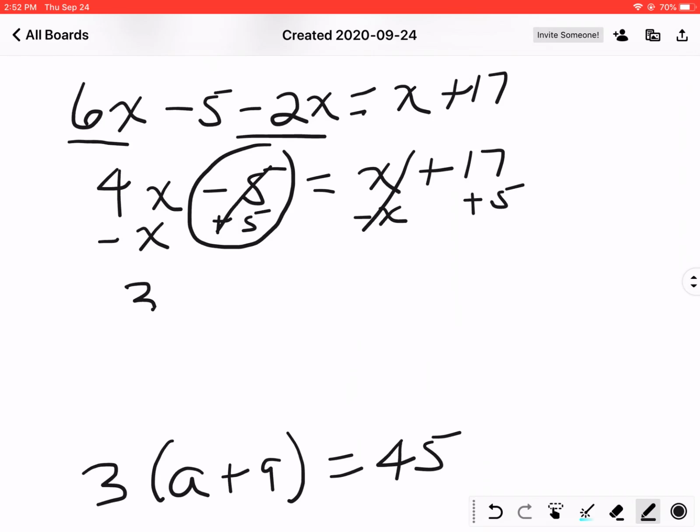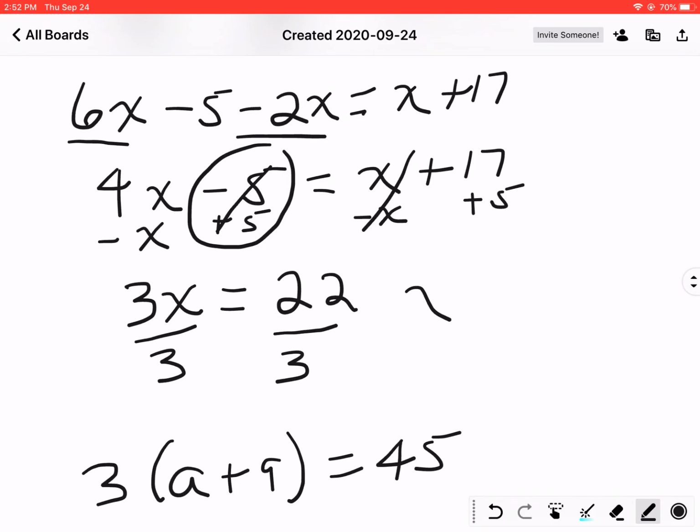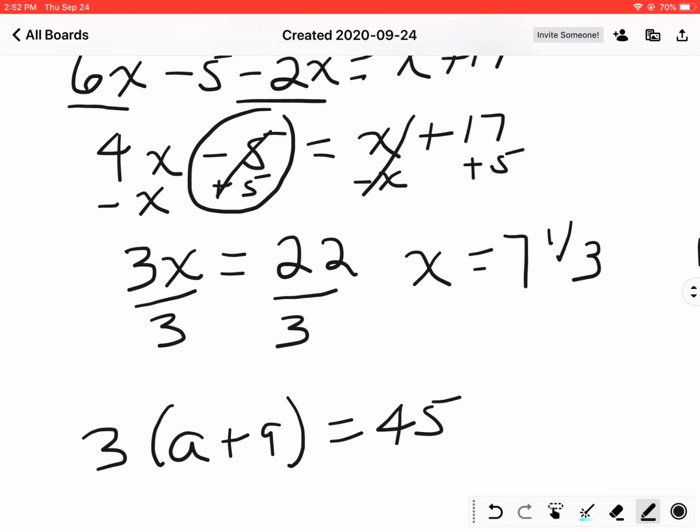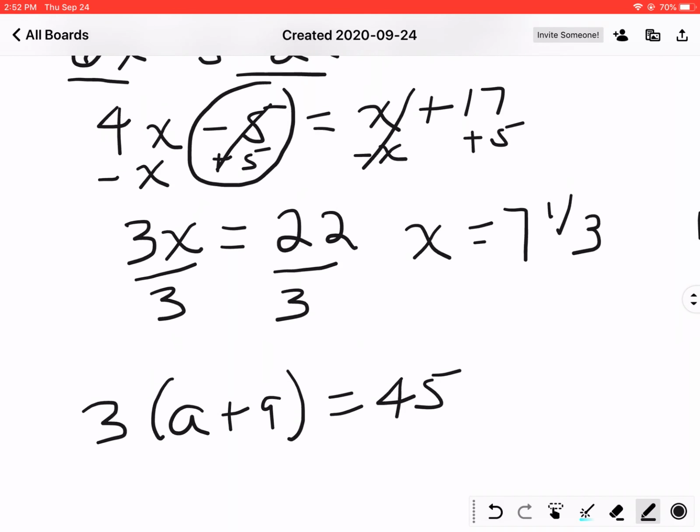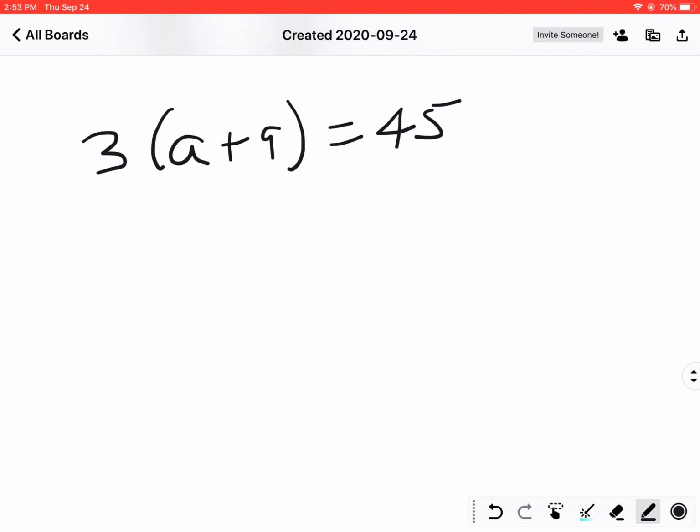And I'm left with 3x equals 17 plus 5 is 22. Divide both sides by 3. And I will get x is 22 over 3, or 7 1/3. So I'll leave it back for a second so you can look at it. I suppose you can pause.